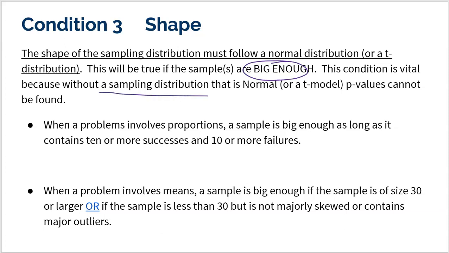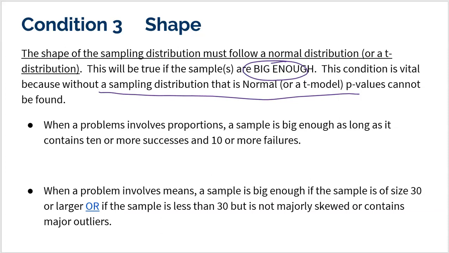Because we need the sampling distribution to be normal, or at least a t-model. Remember, p-values cannot be found if you're not normal. We need normal CDF to find p-values, or t-CDF. If we're not normal, if we're not a t-model, we cannot find p-values. So the big enough condition is so important because we need that shape to be normal, or we need it to be a t-model if we're working with means.